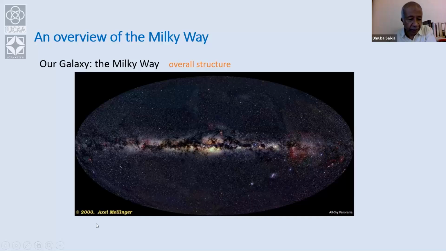Now you can ask yourself also that the extinction is wavelength dependent. Longer wavelength radiation is affected less by extinction.